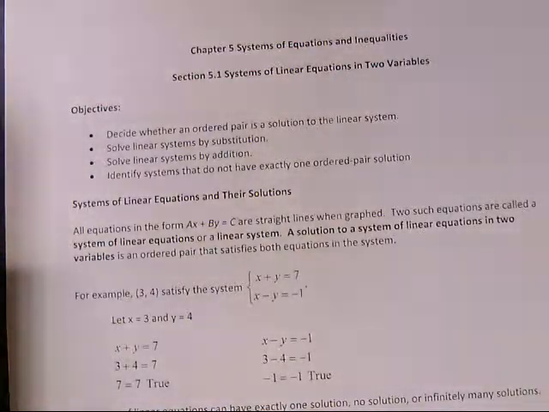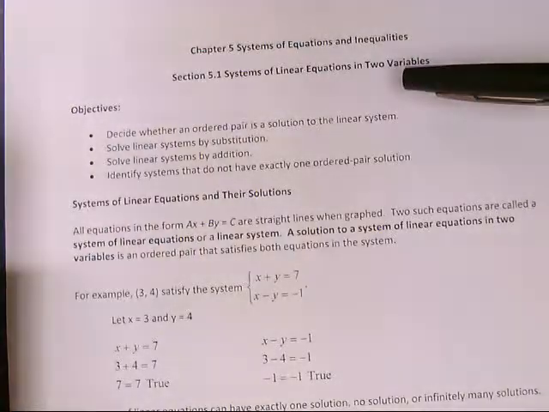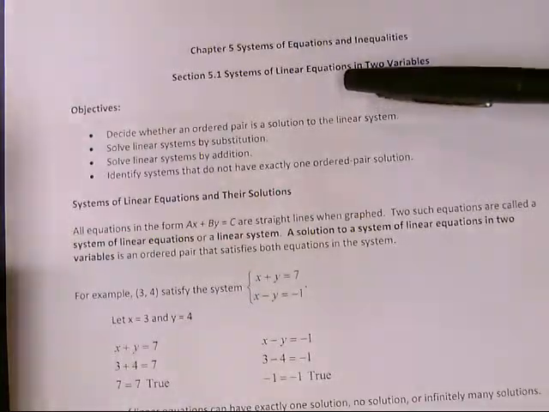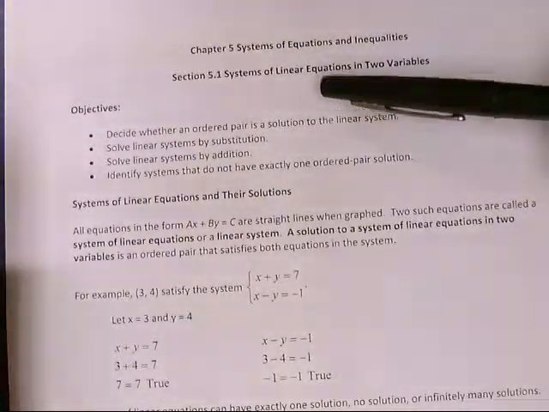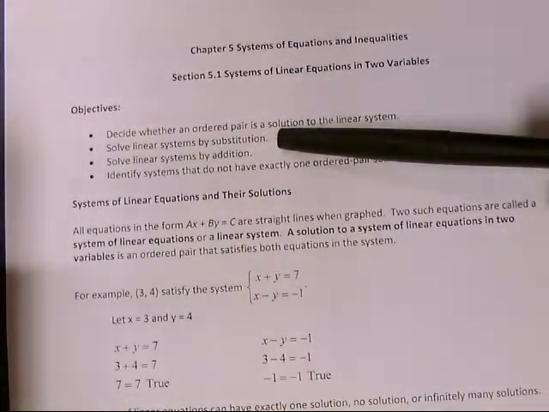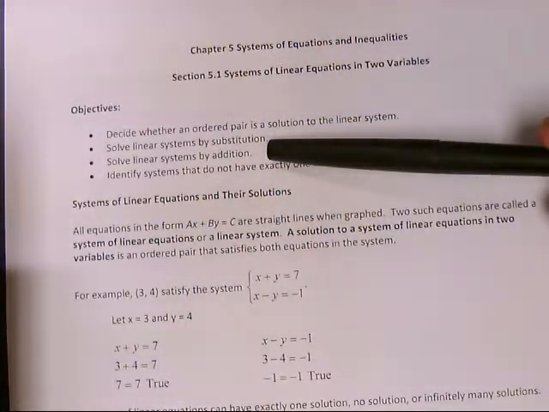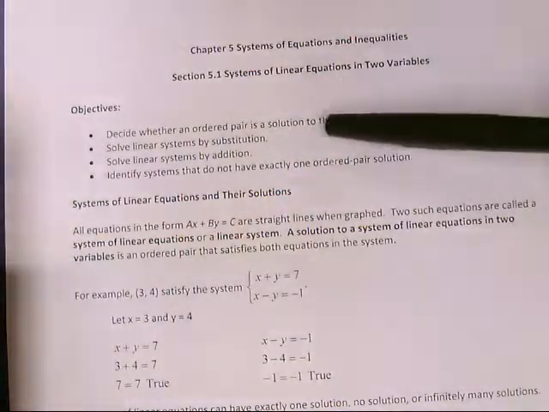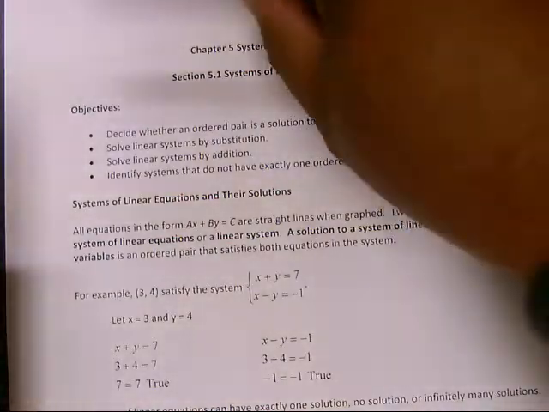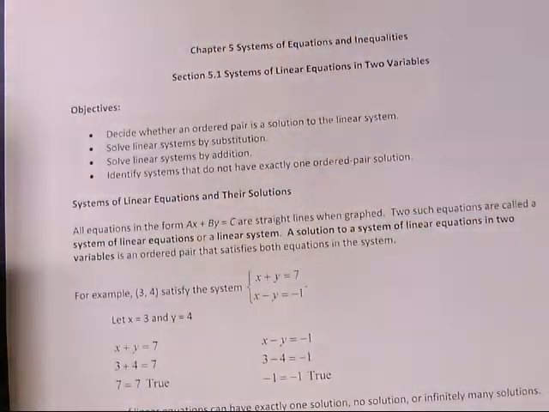Alright, in this video we're going to be looking at how to solve a system of linear equations in two variables. In this section we're going to decide whether an ordered pair is a solution to a linear system. We'll be solving linear systems by the substitution method and by the addition method, and also we'll identify systems that do not have exactly one ordered pair solution. It could be no solution, or it could be infinitely many solutions.